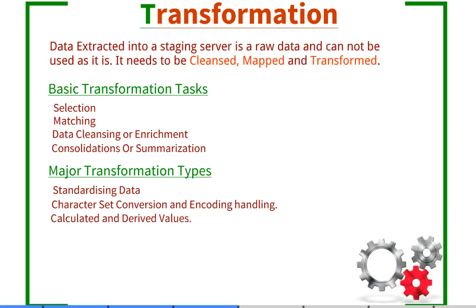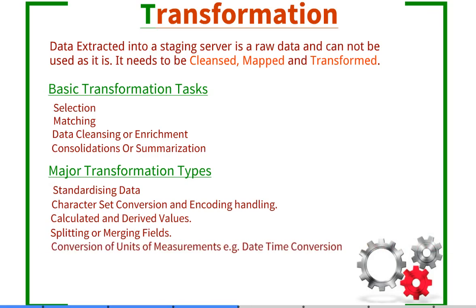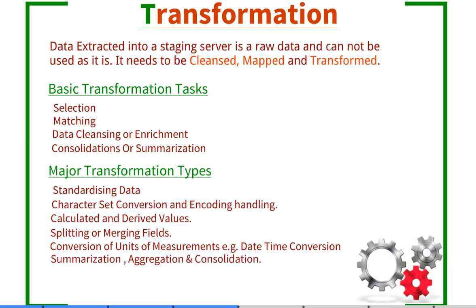We calculate and derive new columns from the existing columns. We split and merge fields, split from a single field to multiple fields, and then we combine some fields as well, and this all happens based on the requirements. We convert units because the source system may have a different way of storing a particular measurement, but we convert into a standard format. For example, we convert the date time, we convert the units of measurement into a standard format. Do summarization, aggregation of data and consolidation.